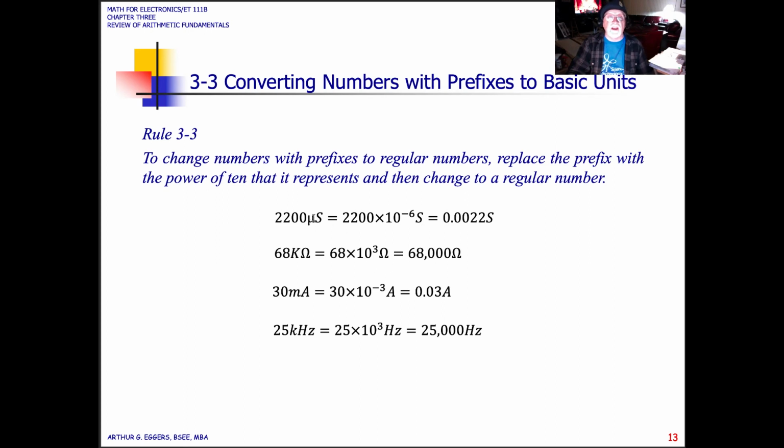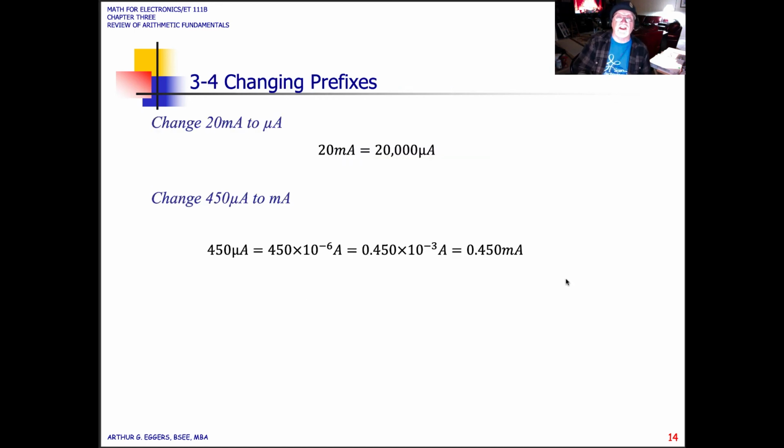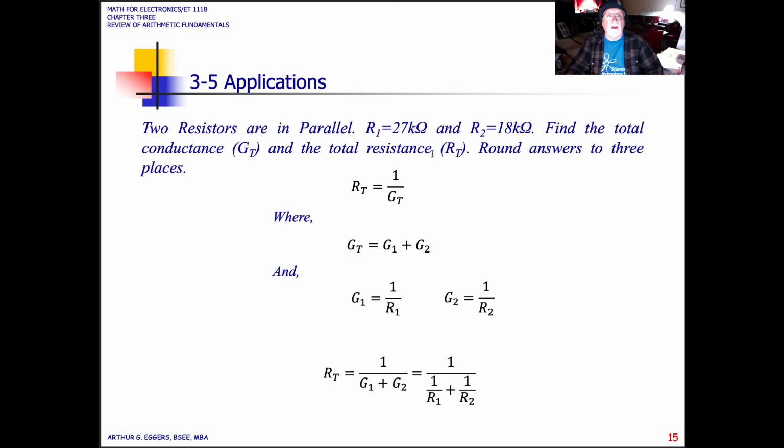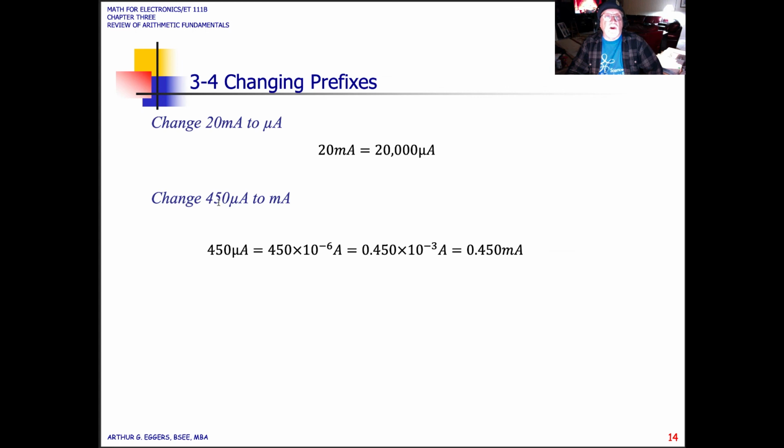So it's that little micro becomes 10 to the minus 6, and if you want to express it in long form, there it is there. So, example here, how do we change from 10 milliamps to 10 microamps? Well, we just add places to it. 20 milliamps equals 20,000 microamps. 450 microamps becomes 0.45 milliamps. So all of these prefix changes.